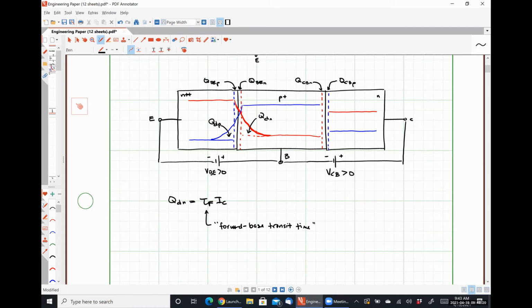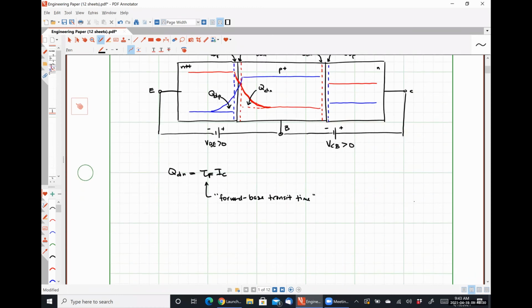Since IC is exponentially related to VBE, QDN must also depend on VBE. And from this, we can have a capacitance CDE, which is the derivative of QDN with respect to VBE. You guys are in your fields classes right now, so you should know the capacitance is always charge over voltage, right?